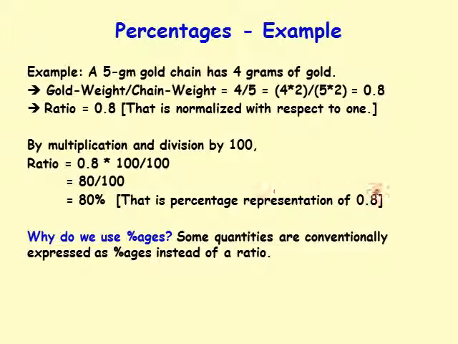In an Excel spreadsheet, if you had the number 0.8 and changed the format to percentage, that's what Excel would give you. Excel might give 80.00 instead. Let us continue here. So why do we use percentages? Some quantities are conveniently expressed as percentages instead of ratios. Some quantities are usually represented by ratios, and some others are usually represented by percentages.